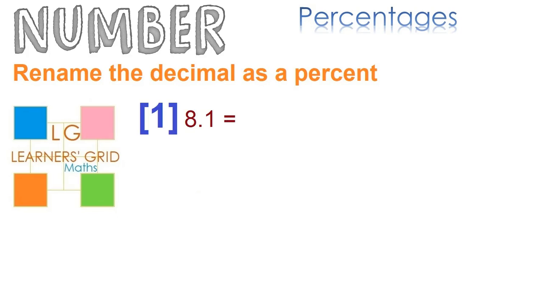We're going to go about the business of renaming decimals as percents, and we're going to do it by a method where we just simply multiply by 100. So let's take this particular one, 8.1, and we're going to multiply that by 100 because percent is out of 100, right? Percent is per 100 or out of 100.